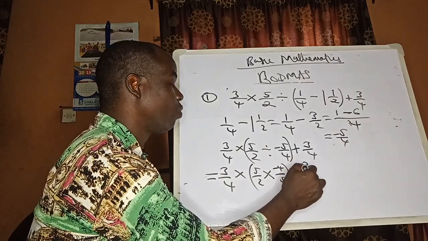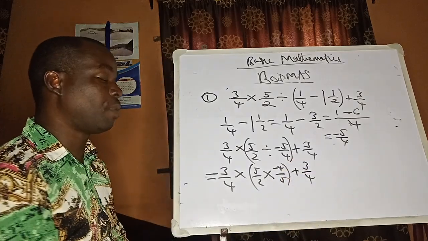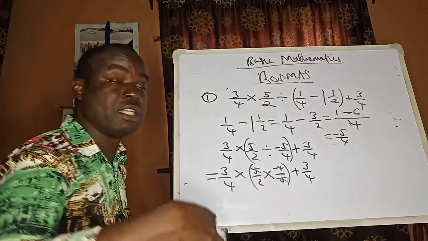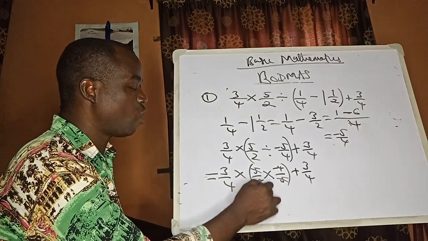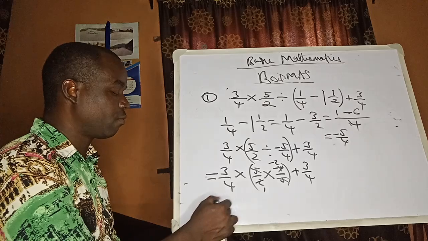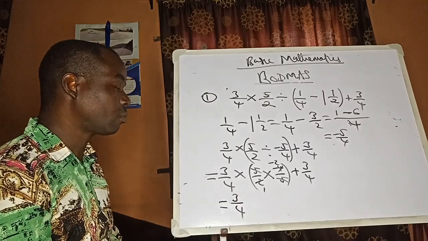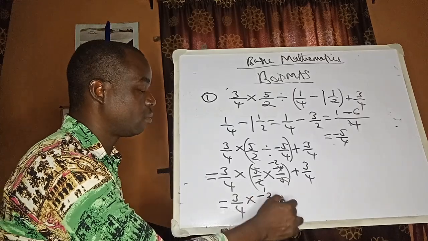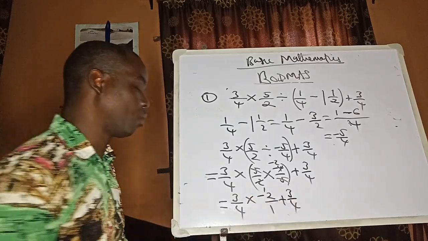Plus 3 over 4. So I told you how to multiply. In multiplication, you cancel out. 5 cancels 5 and it goes away. 2 here 1, 2 here minus 2. So the answer is minus 2. And then we have 3 over 4 times minus 2 over 1 plus 3 over 4.